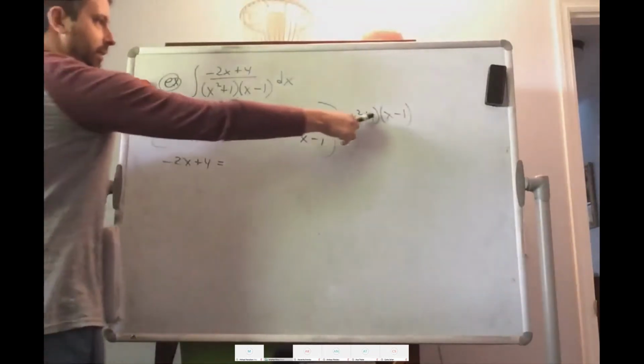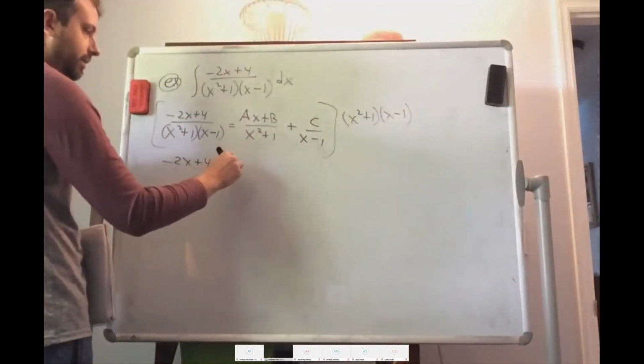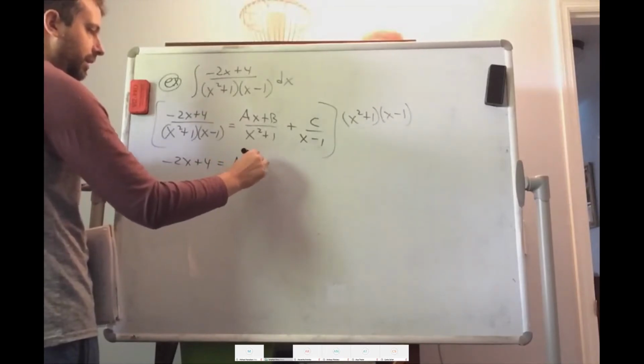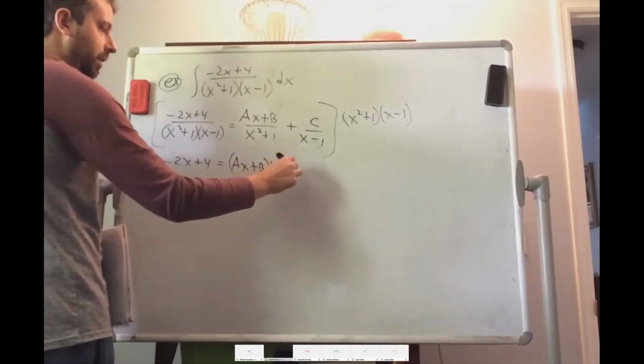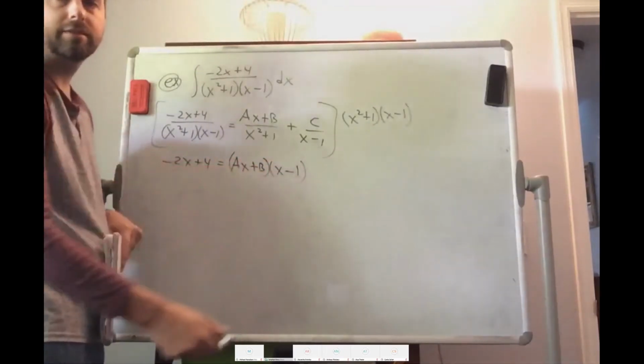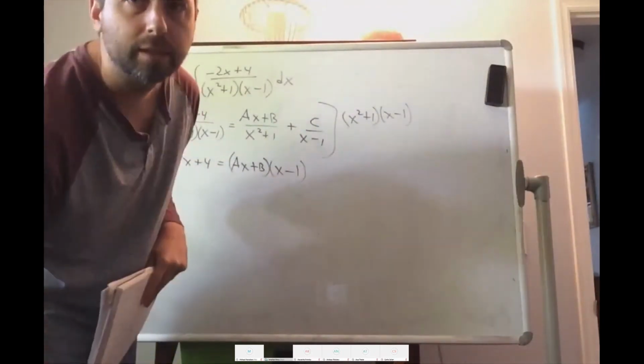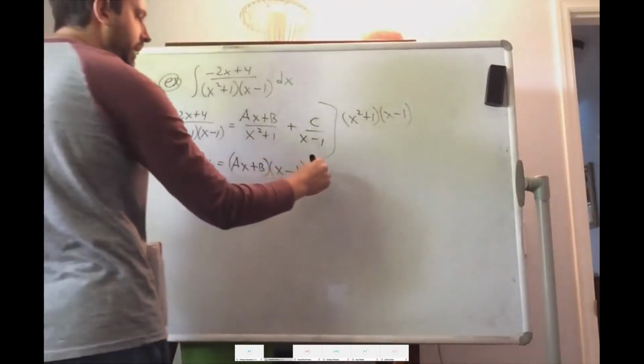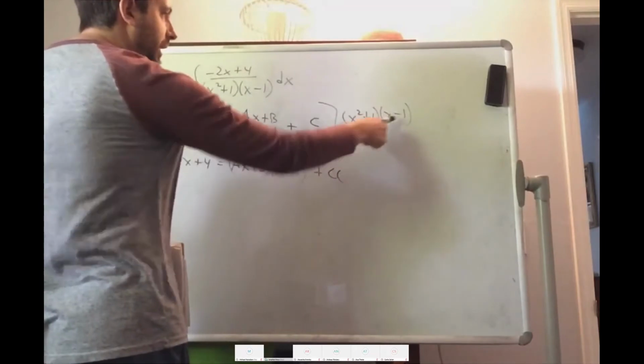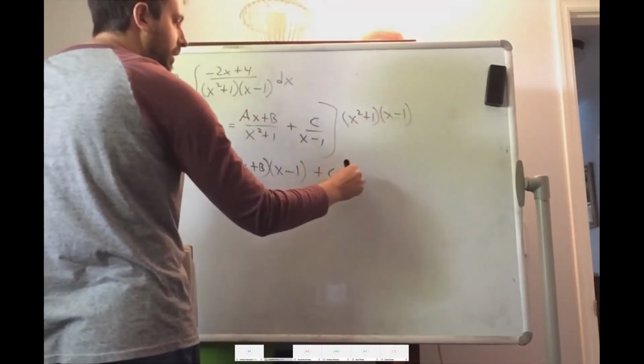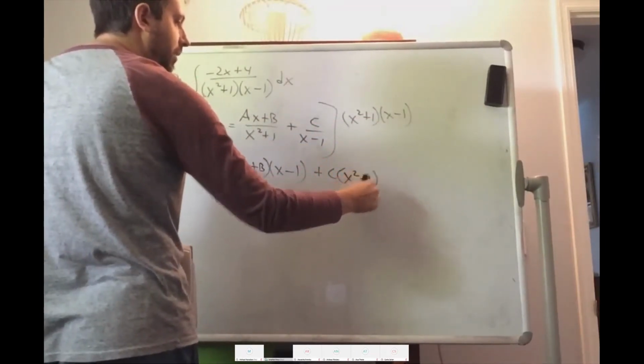This term, the x squared plus 1s will cancel out, leaves you with ax plus b times x minus 1. Don't forget parentheses here, because you have to obviously distribute all that. And over here, we get c times the x minus 1s cancel out, and it's multiplied times x squared plus 1.